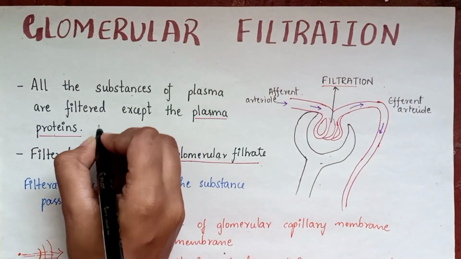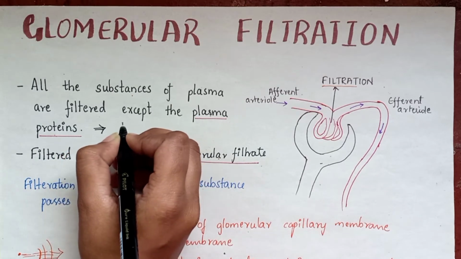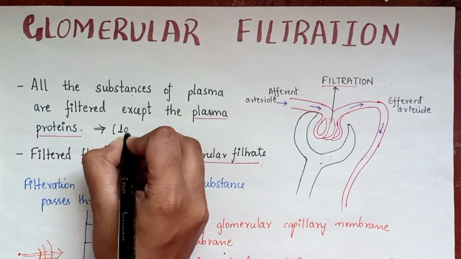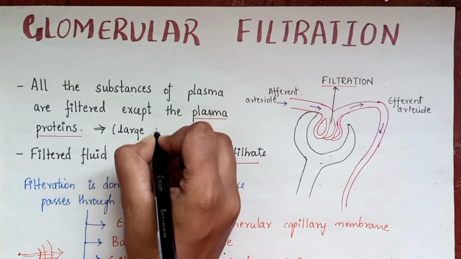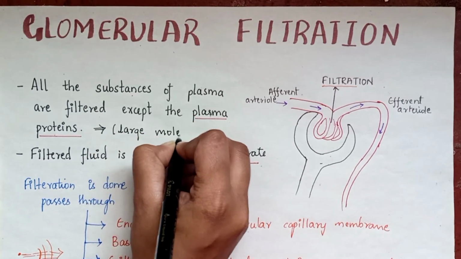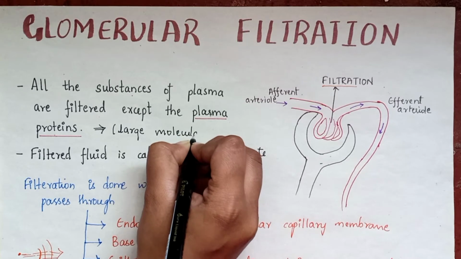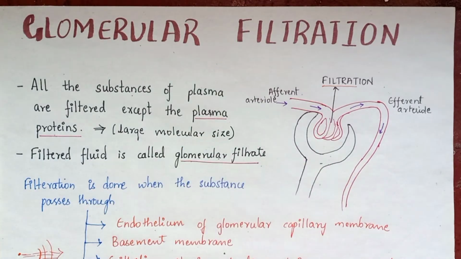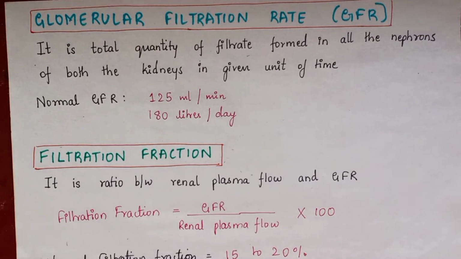Now, the reason why plasma proteins are not filtered is because of their size, they have a large molecular size. So the basic reason here is that due to the large size, plasma proteins cannot be filtered in the glomerulus.